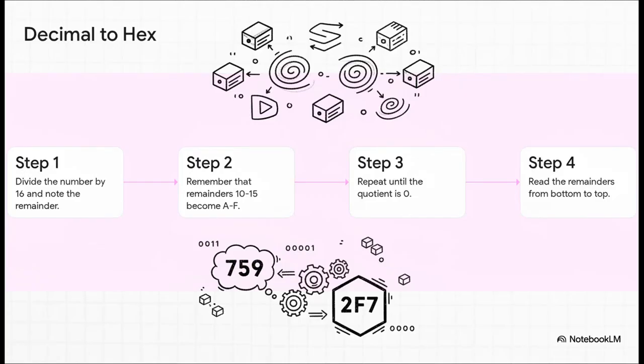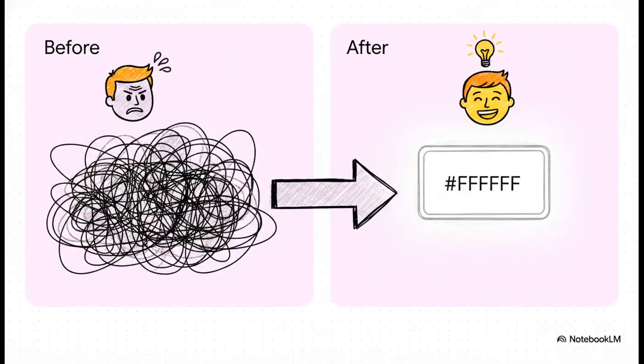The translation process is pretty much the same idea, but this time, instead of dividing by 2, we divide by 16. So let's take a bigger number, like 759. You do a couple of quick divisions, and boom, that 3-digit number becomes the super short and sweet hex value 2F7. See how much cleaner that is? And right here, this is the real aha moment.